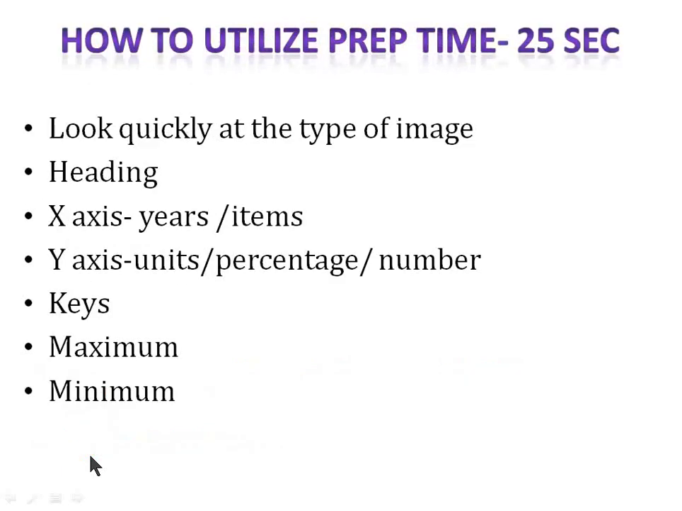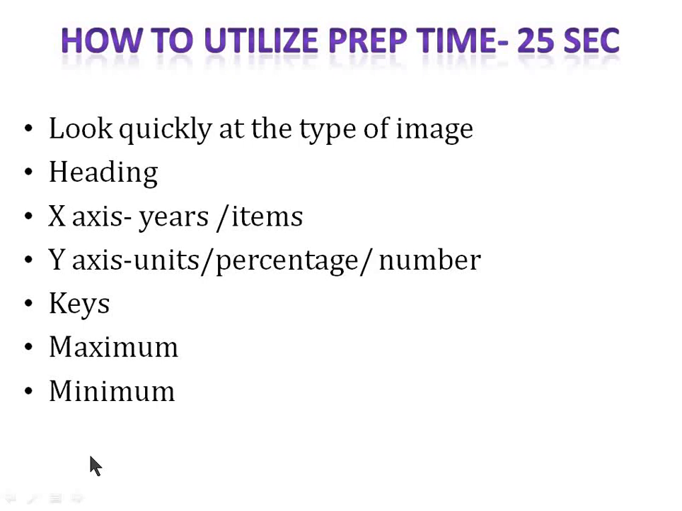Next is how to utilize preparation time. The first thing to notice is the type of image. First of all, look quickly at the type of image. Next, look at the heading of the image. Then look at the x-axis. Sometimes years, items, weeks, and time frames are given on the x-axis. And then look at the y-axis, and here sometimes units or percentages or numbers are given.